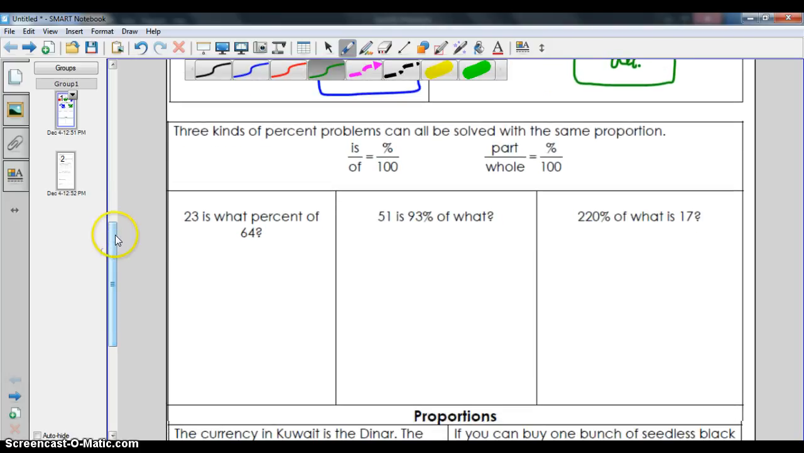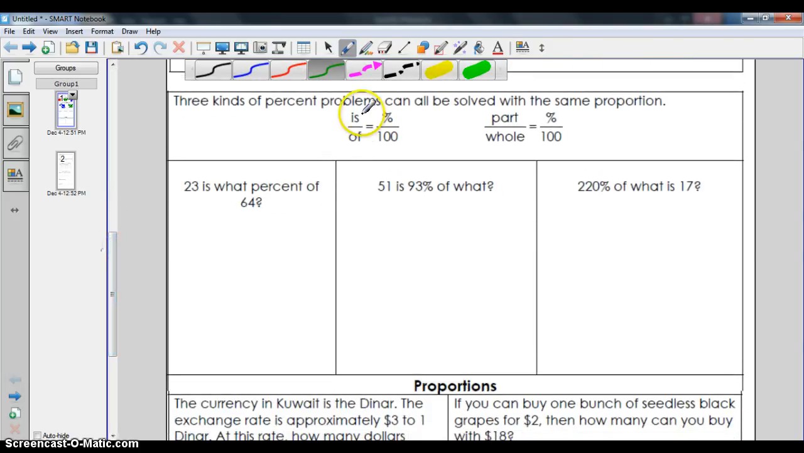All right, so there's three different kinds of percent problems. The first is something is blank of a total, and that would be the percent over 100 that it's equal to, or the part over the whole. So it depends on the wording. So 23 is what percent of 64? The word of means that's kind of the total. So the 23 out of the 64 equals what percent?